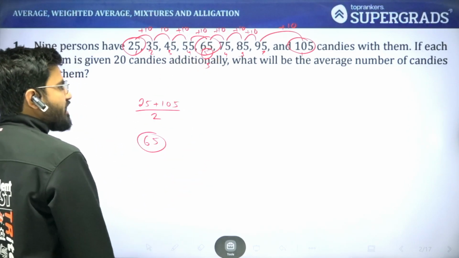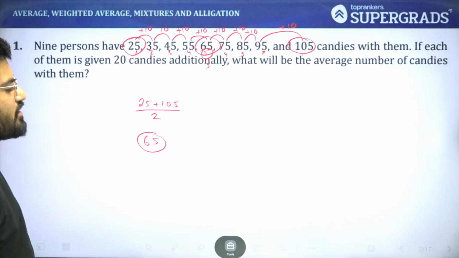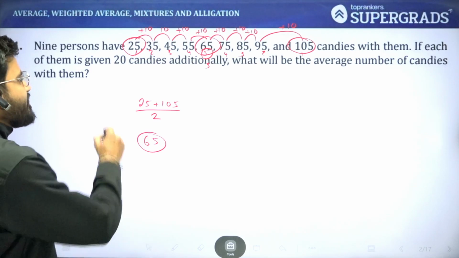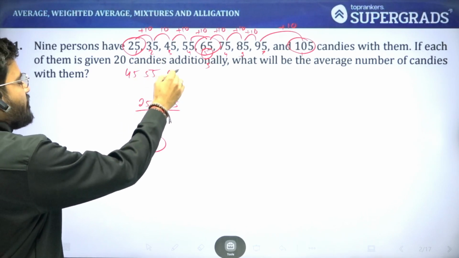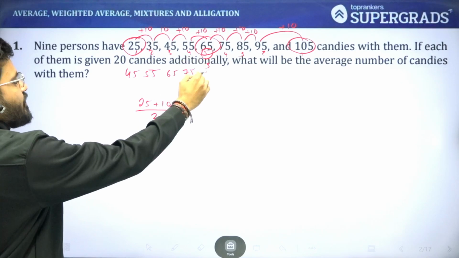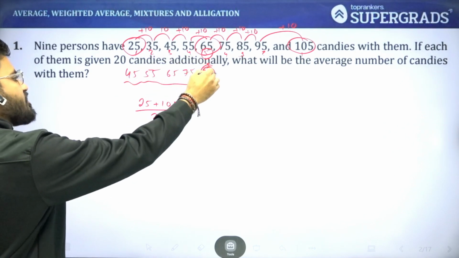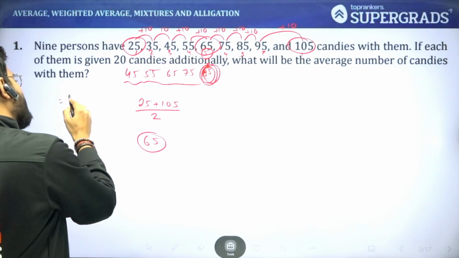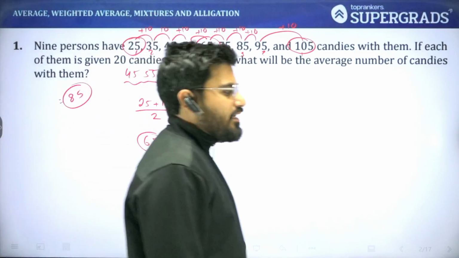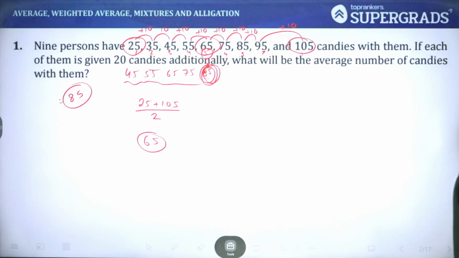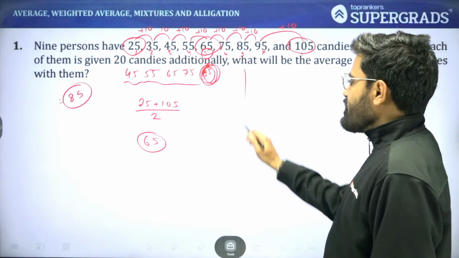Now they are not asking for this average. They are saying if 20 candies are given additionally, then what will be the average? If 20 candies are given, this becomes 45, this becomes 55, this becomes 65, this becomes 75, and this becomes 85. Still they are in AP, hence the middle term is the average. So the answer comes out to be 85. If every term increases by 20, then the average also increases by 20. So keep this in mind.